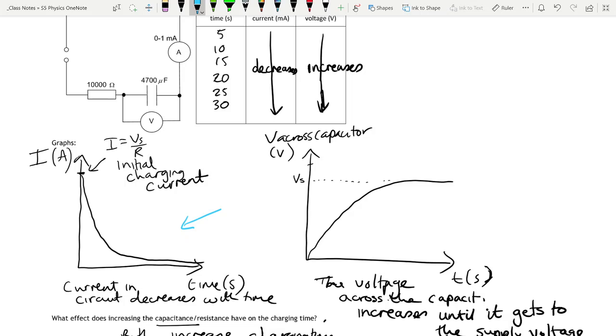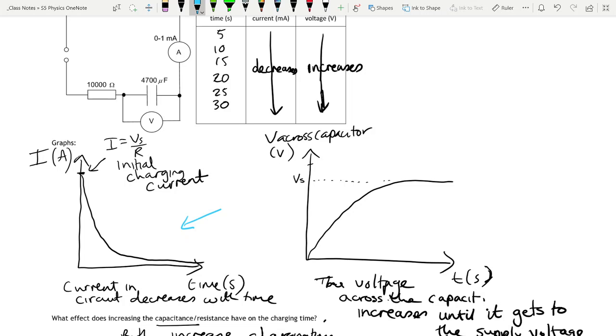But very quickly, that capacitor starts getting charges built up on it. So the current in the circuit starts decreasing with time until it eventually gets almost zero, pretty much zero. We can, to all intents and purposes, say it reaches zero. But it takes an exponential curve, so it gets closer and closer to zero.